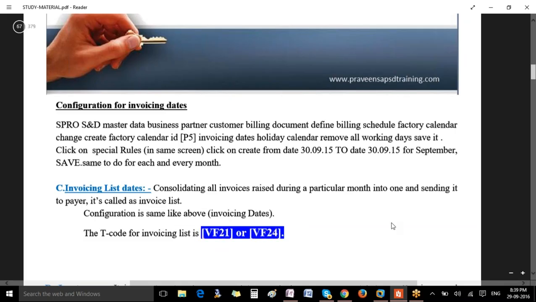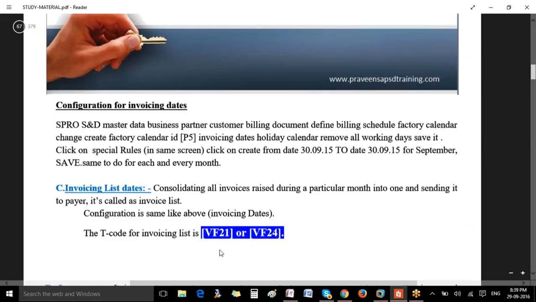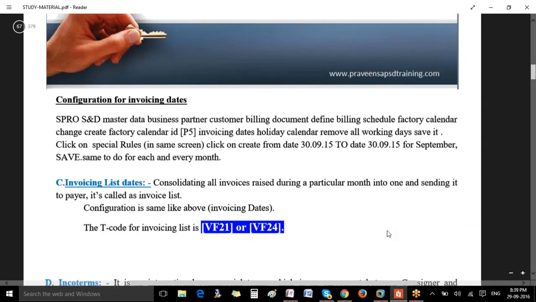As I told you, whatever highlights you are seeing in my documents are very important, and those are going to be your interview questions tomorrow. The T codes, the reason I highlighted them is that these are important.